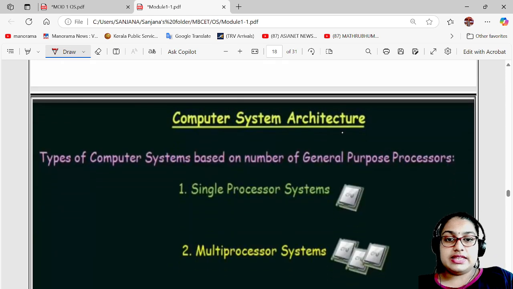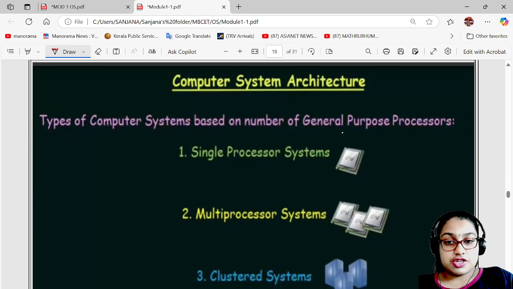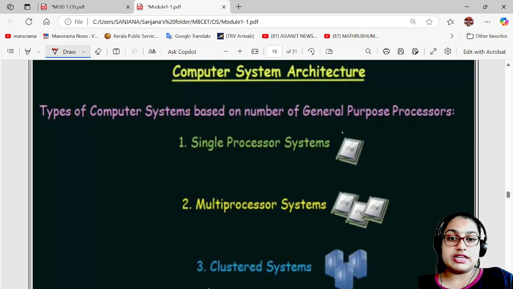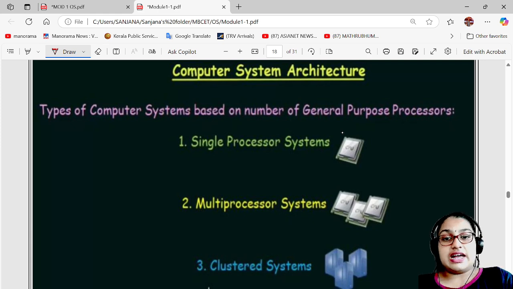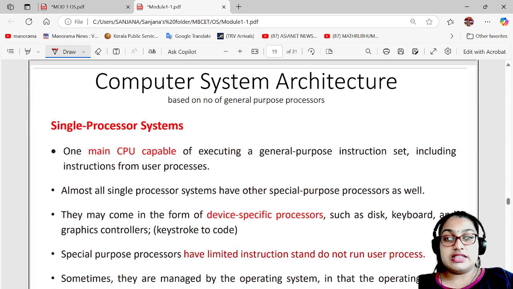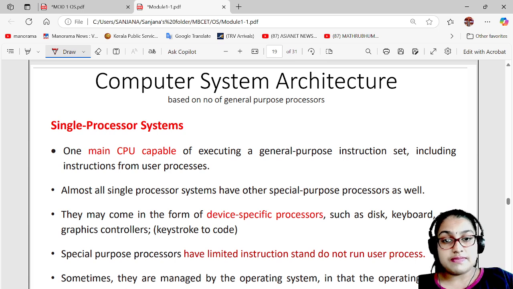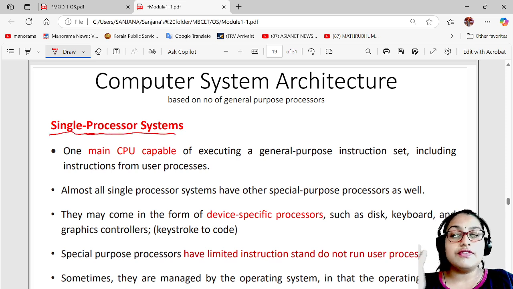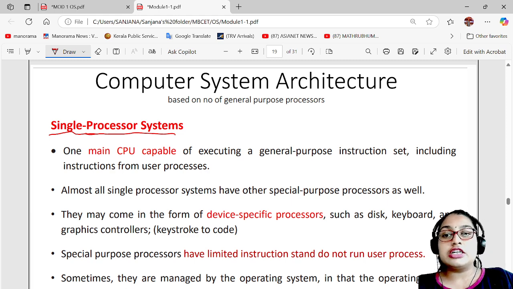Then we have computer system architecture. We have different types of computer system architecture based on the number of general purpose processors. It is divided into three: single processor system, multiprocessor system, and clustered system. This classification is based on the number of general purpose processors. That is why the name itself says processor system. Again, from the name we can understand, single processor system means one processor system.